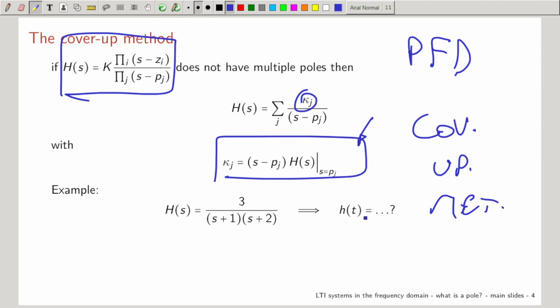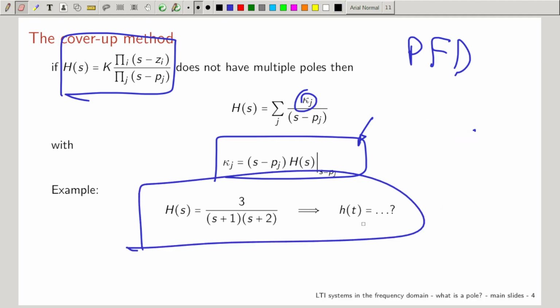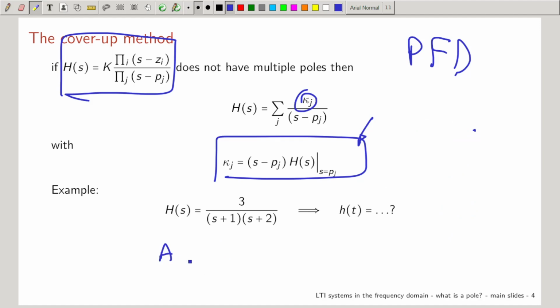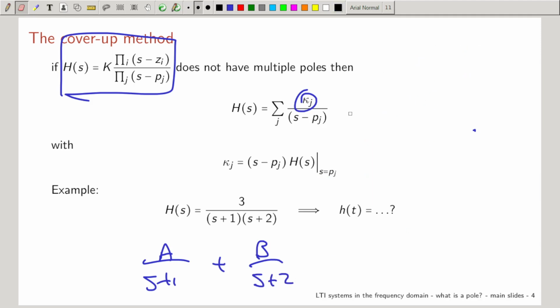Let's make an exercise. H of t, find it. For this one, find it. This one is going to be a over s plus 1 plus b over s plus 2. Go, find it. People, the stuff here at the exam has to be like this, okay? At the exam, no doubt.